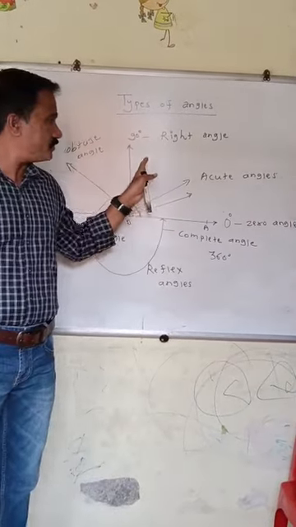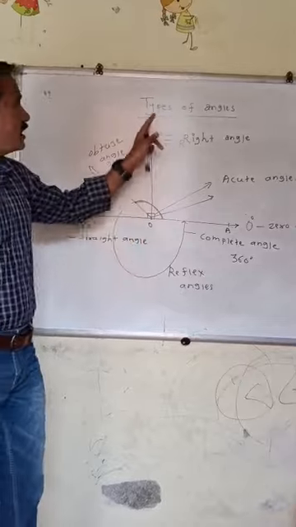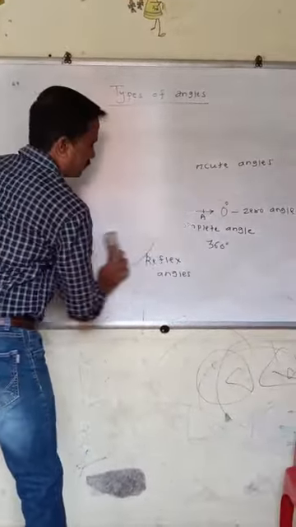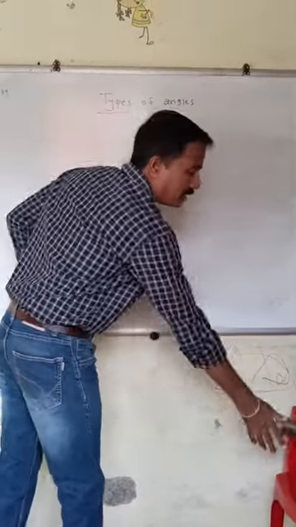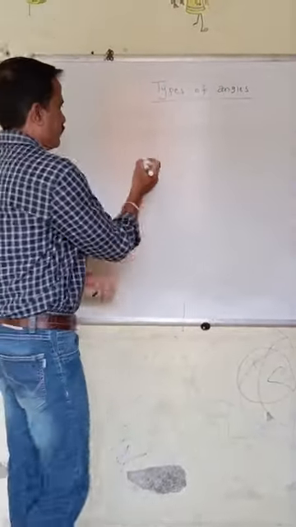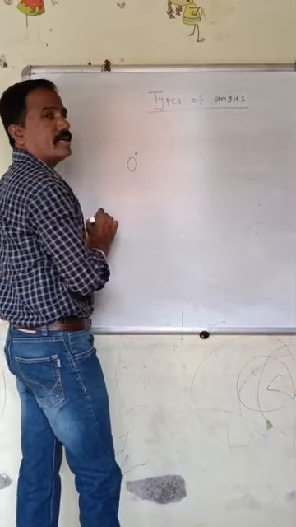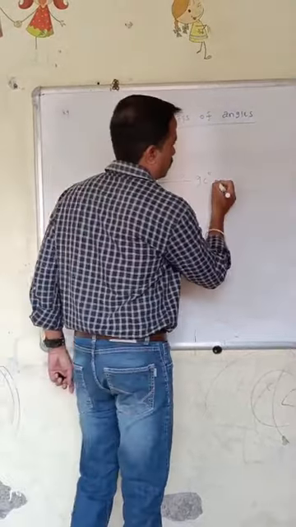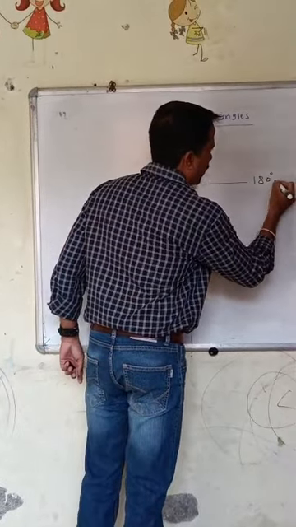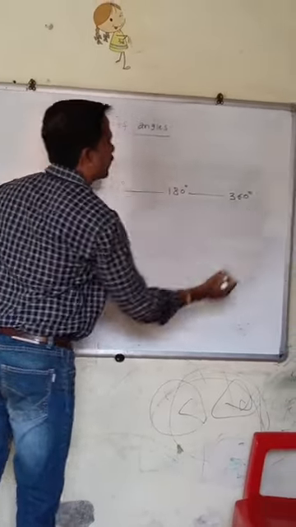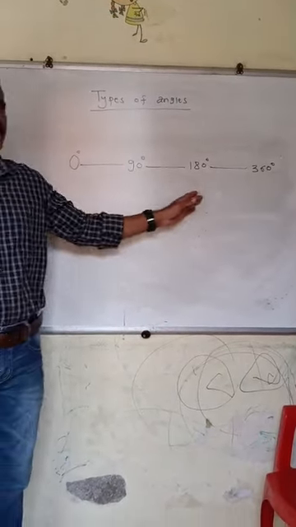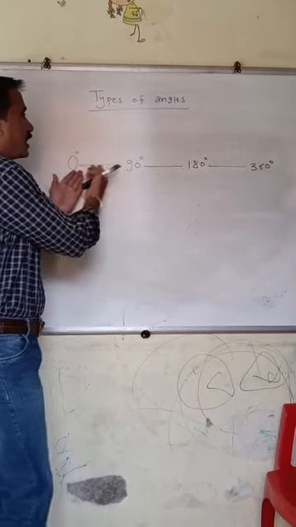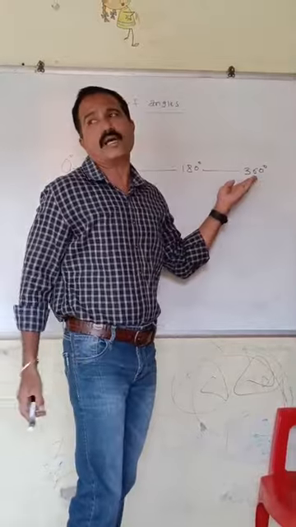Now I thought you don't have any problem in types of angles, and you only remember these things: 0 angle, right angle, straight angle, and complete angle. This is very easy to remember. Everyone knows about 0 angle, right angle, straight angle, and complete angle.